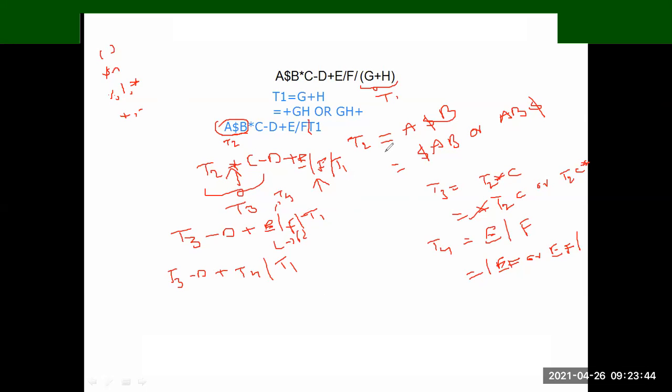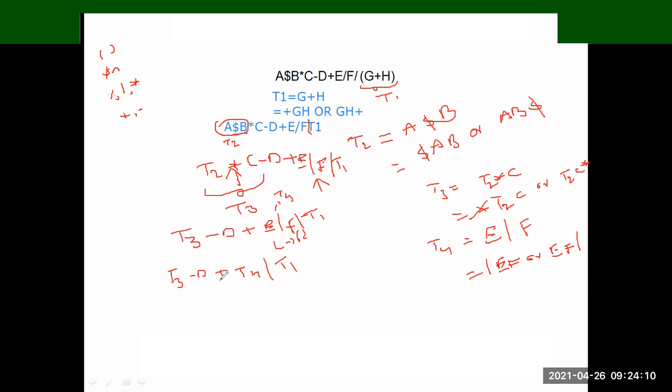Just give first priority to T1, and explain why we are giving first priority: because here there are brackets, and according to BODMAS rule, first priority is given to the brackets. You just write that there. Then second priority goes to the dollar, because after brackets the dollar gets priority. These are the steps you must write in the exam.